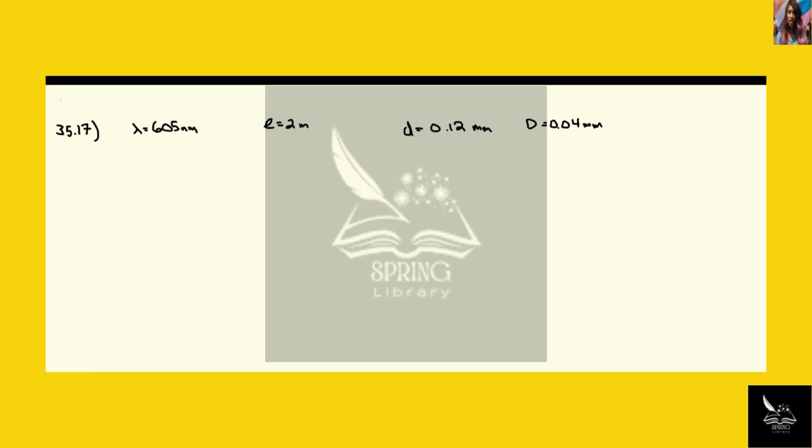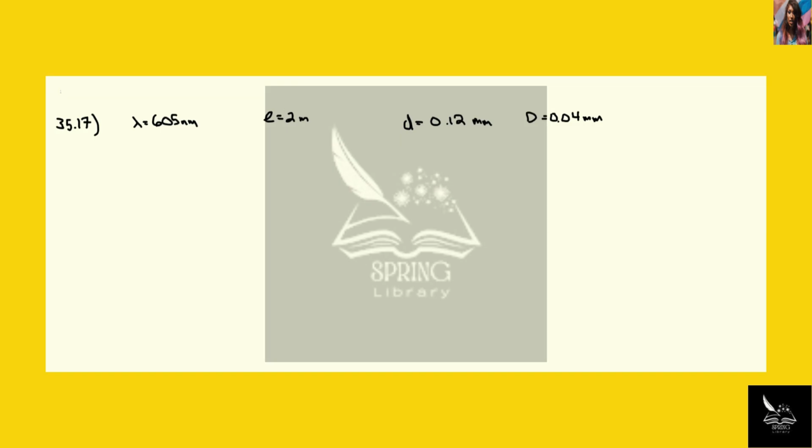Okay, so we're doing chapter 35, problem 17. We have 605 nanometer light passing through a pair of slits, which creates an interference pattern 2 meters behind the slits. It tells us the slits are separated by a small d of 0.12 millimeters, and each slit is 0.04 millimeters wide. It asks how many constructive interference fringes are formed on the screen.